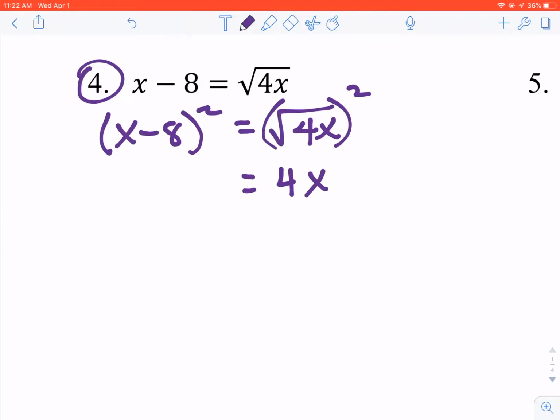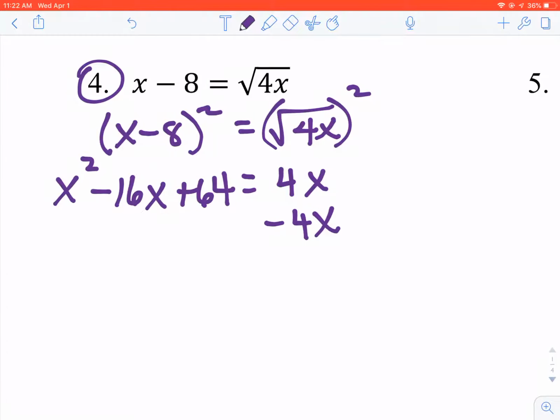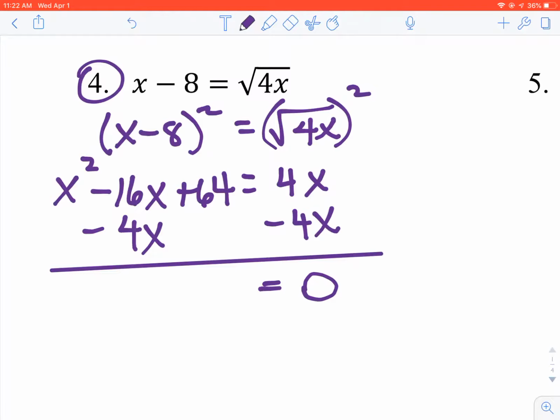Now again, be super careful when you square x minus 8. If you have to go off to the side and write it twice, then write it twice. So x squared minus 16x plus 64. All right, now I'm going to subtract 4x from both sides. I probably should have done this ahead of time. x squared minus 20x plus 64.